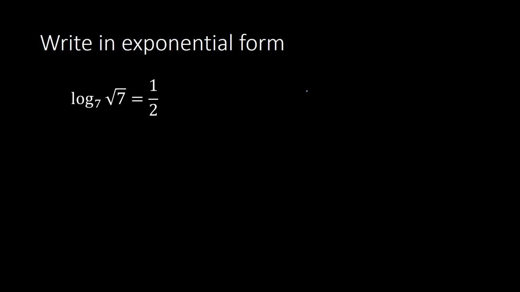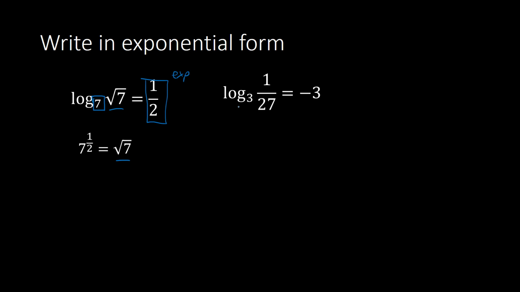Here's another example. Here the base is 7, so we have base 7, and then the 1/2 is your exponent. So we have 7 to the 1/2 power equals, and the square root of 7 goes over there. Here's another example. The base is 3, and the exponent is -3. So we have 3 to the -3rd power equals 1 over 27.